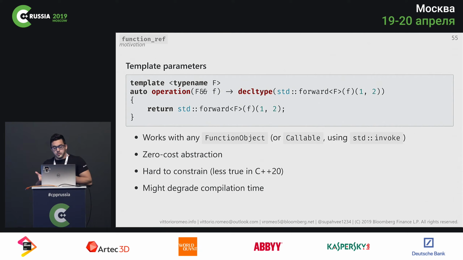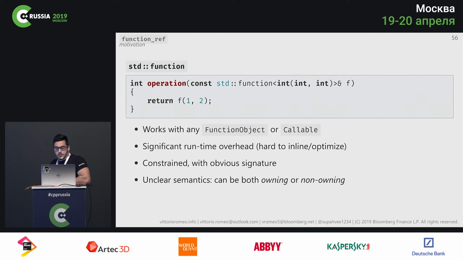And one important point, especially for companies like Bloomberg that have huge code bases, is that it might degrade compilation time. So sometimes we'd rather take a hit at runtime performance in order to make our compilation times faster. It is a reasonable trade-off, and if we use template parameters, we are forced to define these things in the header, and we are forced to take a compilation time hit. So that's one possible drawback.